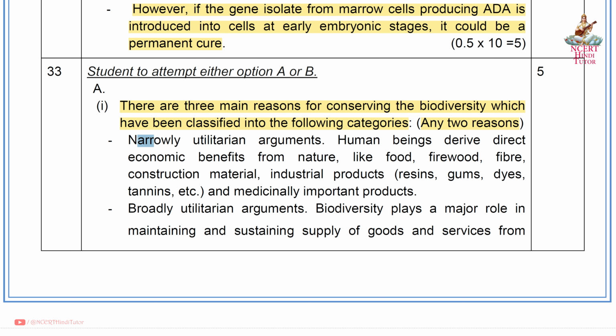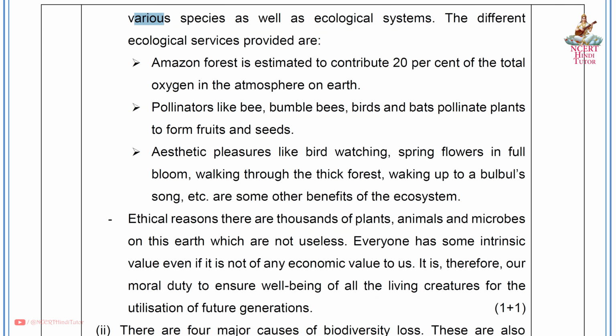First, narrowly utilitarian arguments. Human beings derive direct economic benefits from nature like food, firewood, fiber, construction material, industrial products like resins, gums, dyes, tannins, etc., and medicinally important products. Next, broadly utilitarian arguments. Biodiversity plays a major role in maintaining and sustaining supply of goods and services from various species as well as ecological systems.